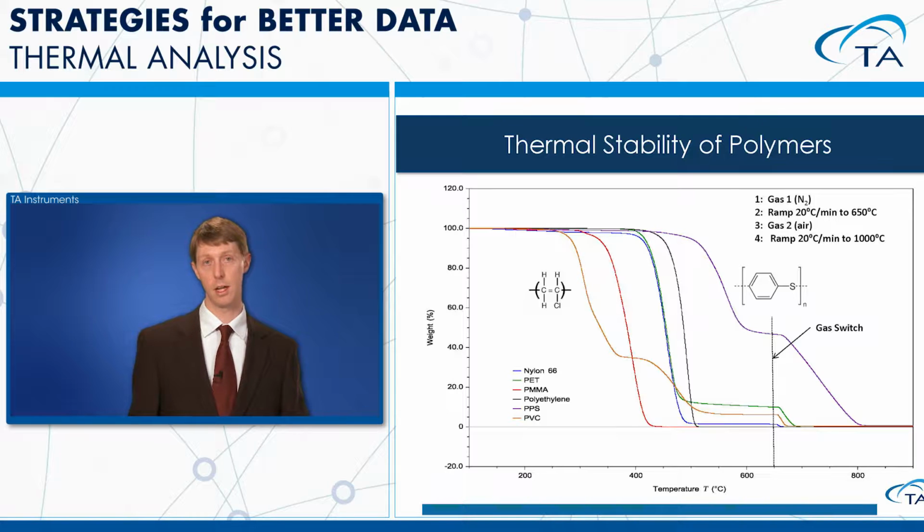And so you can see that at 650 we switch to air, you introduce oxygen, so that at those temperatures any organic material that exists is then breaking down into CO2, CO, and so you can see a secondary weight loss that occurs after that gas switch.